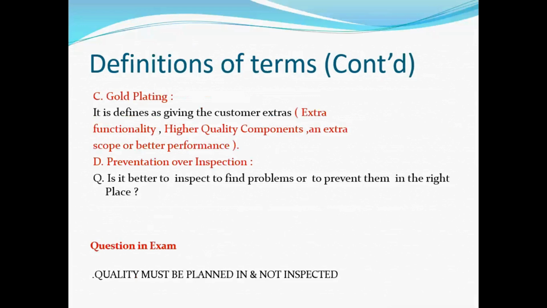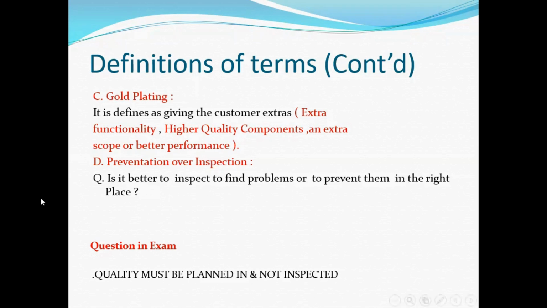Gold plating is a terminology. It means giving extra to your customer or to your stakeholders in order to impress them so that they give you another project. Now that has negative consequences. First of all, you're going to give them extra functionality, higher quality components, that they had never asked for, extra scope or better performance. That will cause you to pay sunk costs, paying more extra, and scope creep, scope expanding and going nowhere, and the project doesn't have any definition anymore.